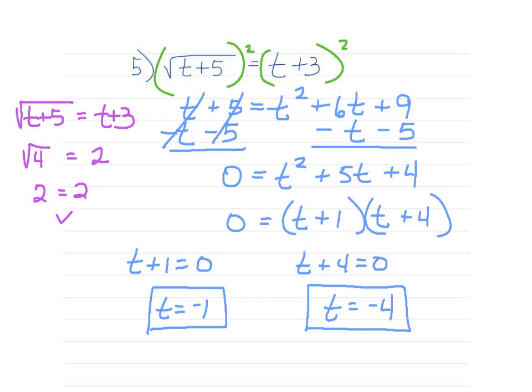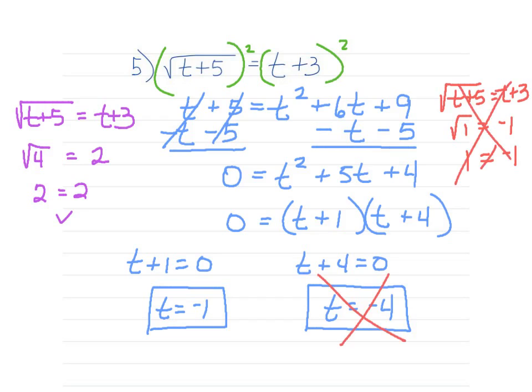Now let's check the other one. T is equal to negative 4. Again, my original equation looked like this. Radical t plus 5 is equal to t plus 3. So let's plug in negative 4. Negative 4 plus 5 would be 1, radical 1, is equal to negative 4 plus 3, which is negative 1. Radical 1 is 1, is equal to negative 1? No, that's not right. So this is an extraneous solution. So your solution would be t is equal to negative 1.